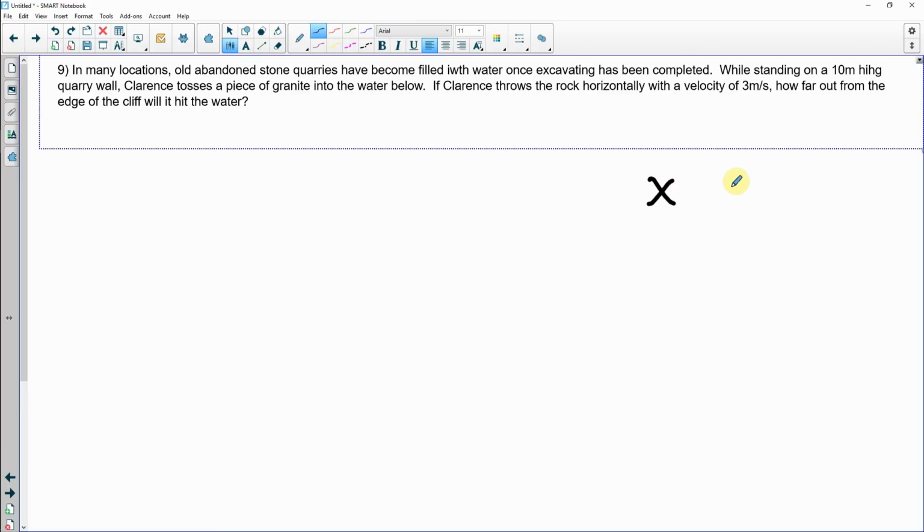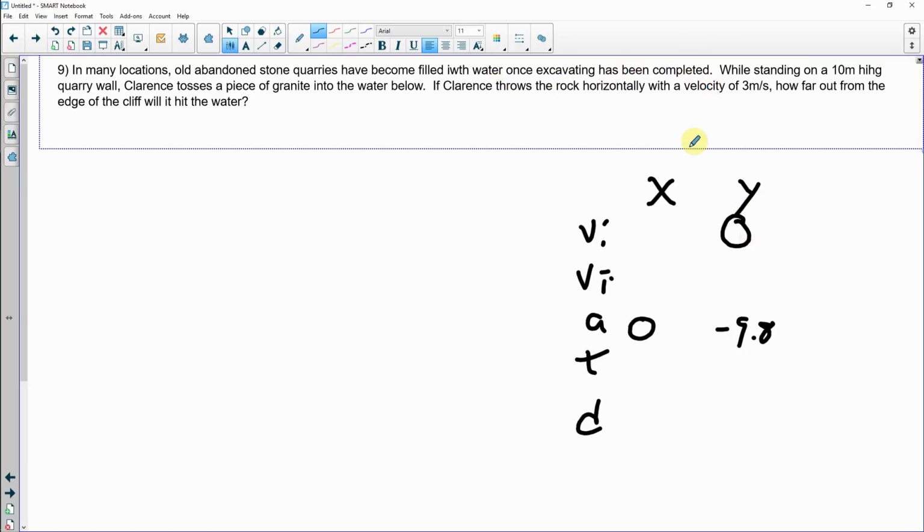So we should probably make our XY chart. VI, VF, A, T, D. Let's see, what do we know here? Without even thinking, 0, negative 9.8, and seeing as it's a cliff problem, it's going to be 0.